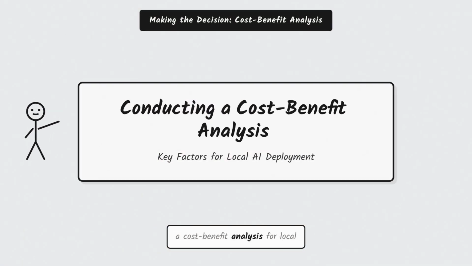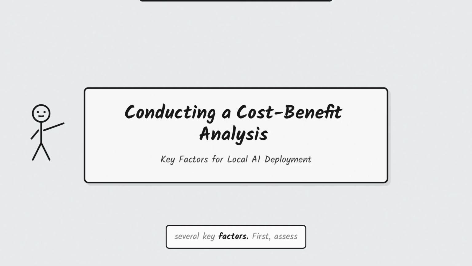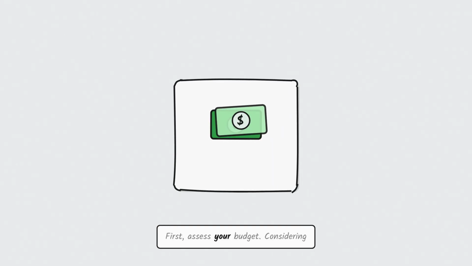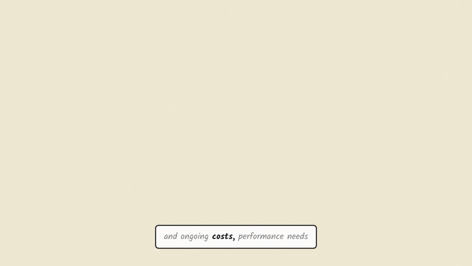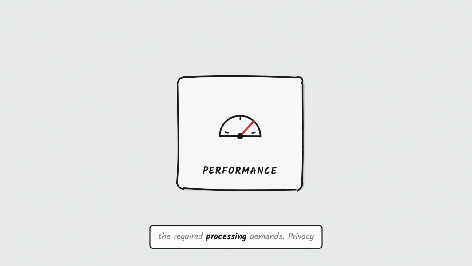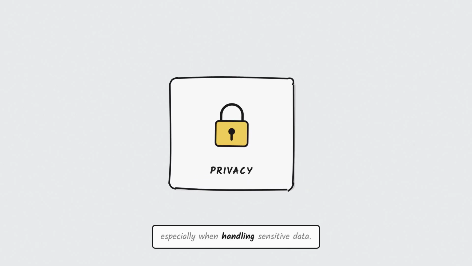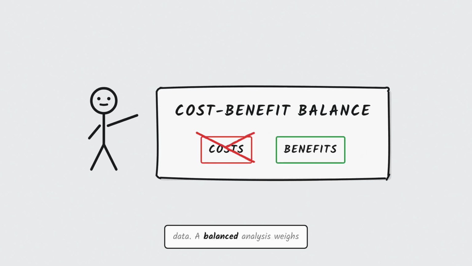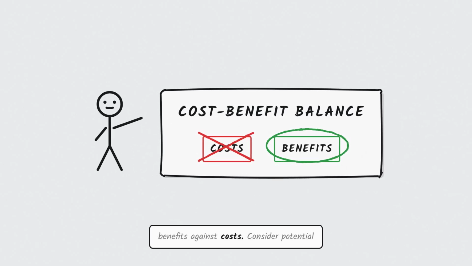Conducting a cost-benefit analysis for local AI deployment involves evaluating several key factors. First, assess your budget, considering both initial investment and ongoing costs. Performance needs are crucial. Ensure your hardware can meet the required processing demands. Privacy concerns must be addressed, especially when handling sensitive data. A balanced analysis weighs both tangible and intangible benefits against costs.